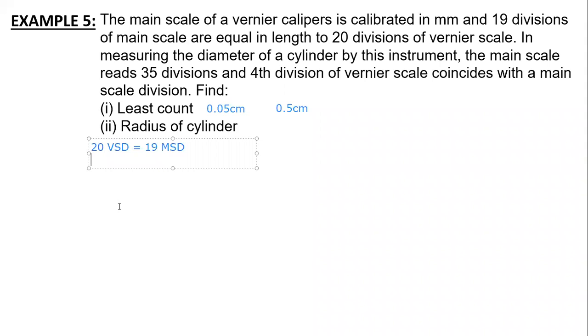But how will you get the least count after this directly? So we would send 20 over to the 19 side. Okay, means 20 VSD will be like 19 divided by 20. You're saying like this? Yes, and into, excuse me, into? So 19 by 20 into? Yeah, Ashima.